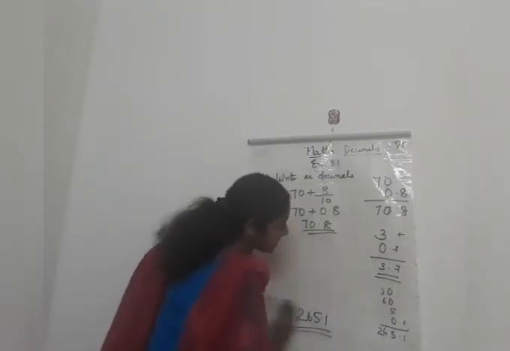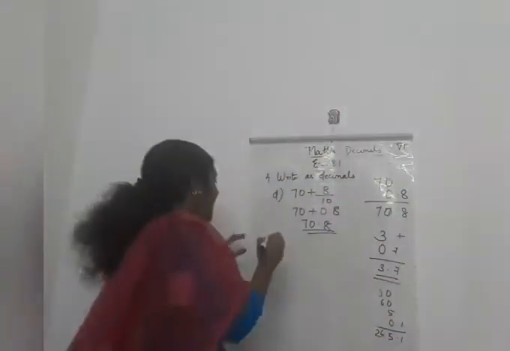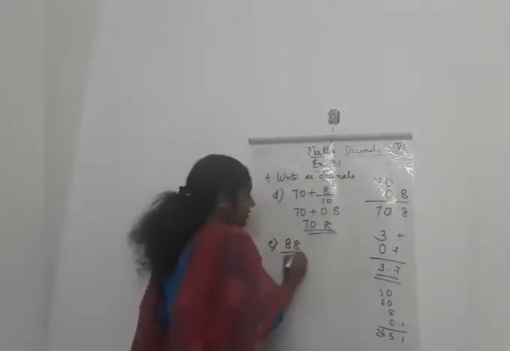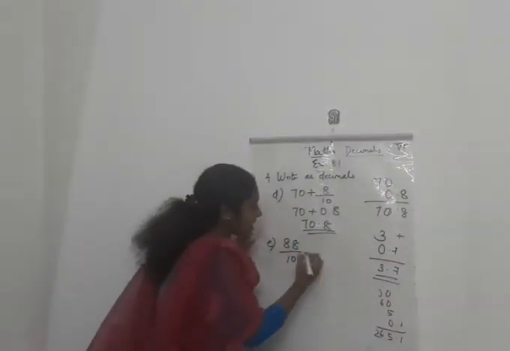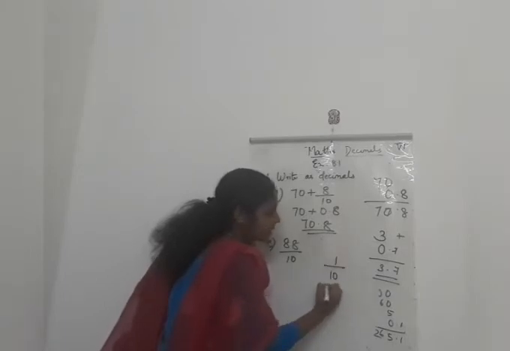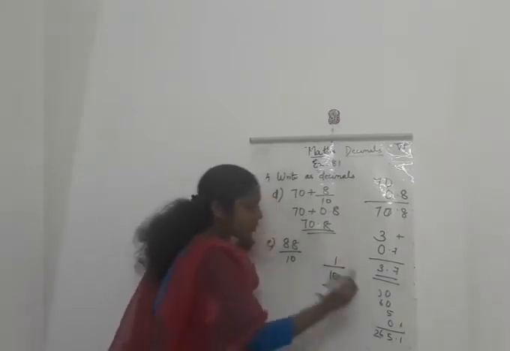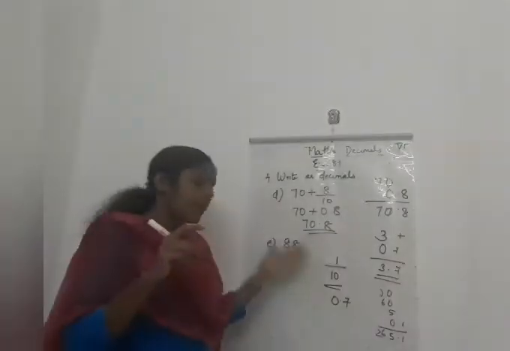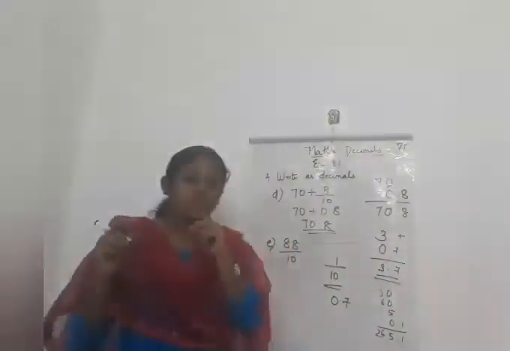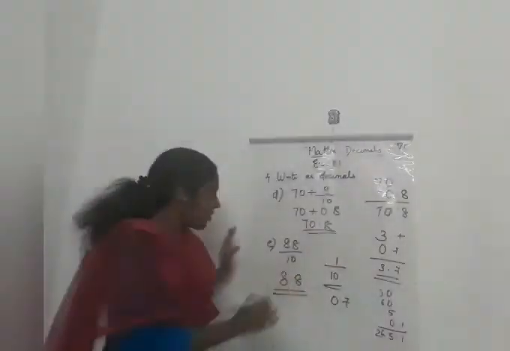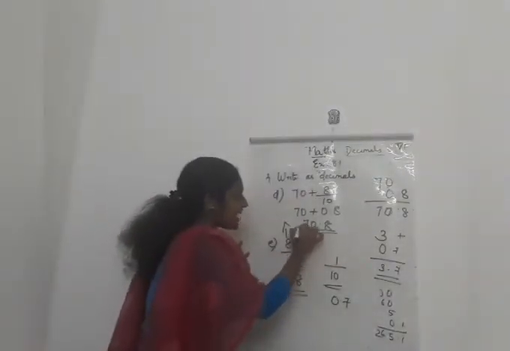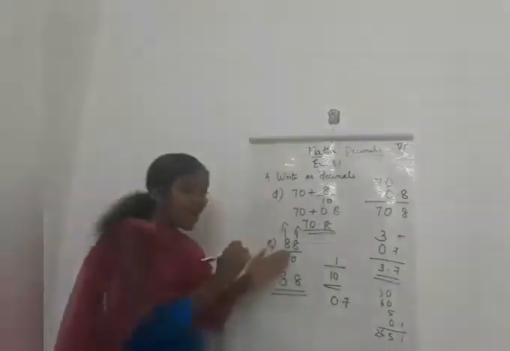Now the next question is from your textbook, 88 by 10. 88 by 10 എത്രയായിരിക്കും മക്കളെ? 88 by 10 എന്ന് പറഞ്ഞാൽ 10th അതായത് ഒരു പ്ലേസ് മാത്രം. ഡെസിമലിന് മുമ്പ് എത്ര പ്ലേസ് വേണേലും വരാം, പക്ഷെ ഡെസിമലിന് ശേഷം ഒരൊറ്റ പ്ലേസേ വരത്തുള്ളൂ. സോ 88 by 10 എന്ന് പറഞ്ഞാൽ 8.8 ആണ്. ഓക്കെ, ബൈ 10 ആണെങ്കിൽ ഡെസിമലിന് ശേഷം 10th പ്ലേസിൽ ഒരൊറ്റ നമ്പറേ വരത്തുള്ളൂ.